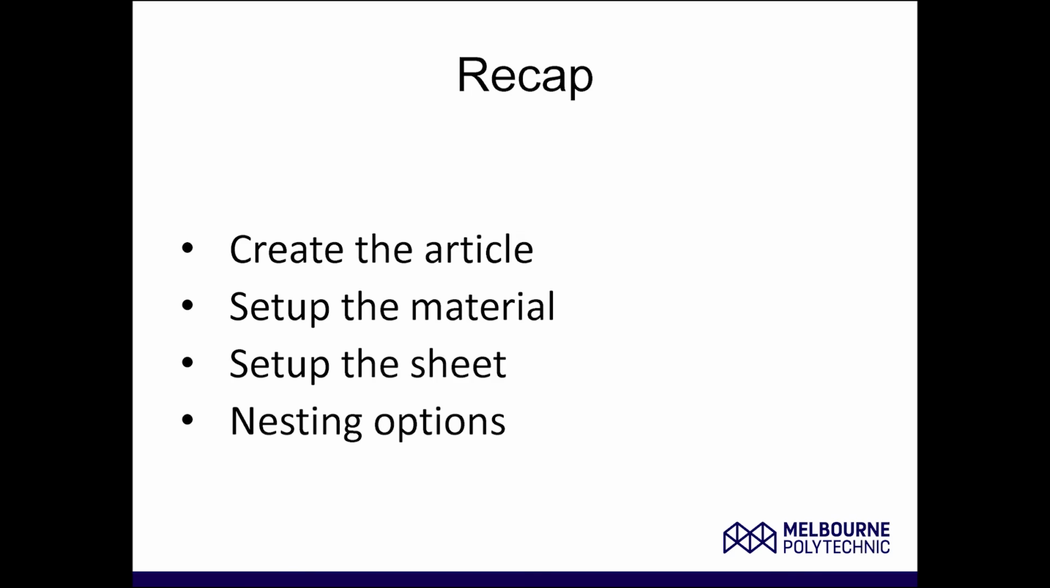Okay, so just a quick recap. To start off with, we're going to create the article from a program that already exists. Then we're going to set up the material. Material has no thickness or anything else, it's just a material. We set up the sheet, and that's when we define the size of the sheet, the thickness of the material, and the grain direction. And then in the next little video, we'll set up our nesting options and import that there. So talk to you again in a minute.